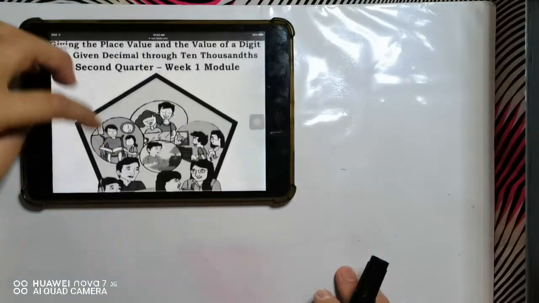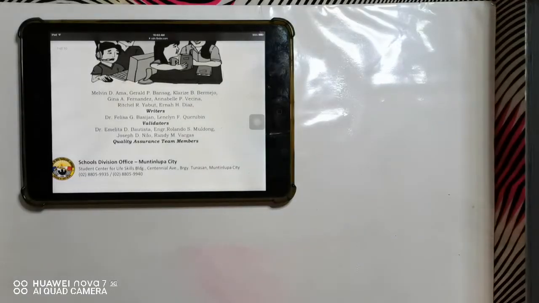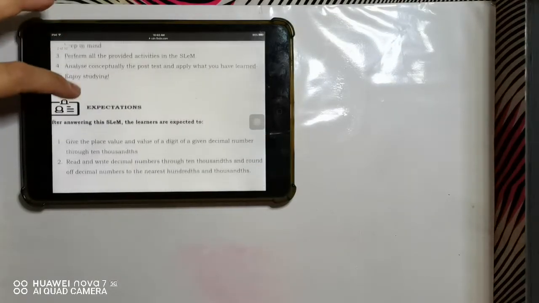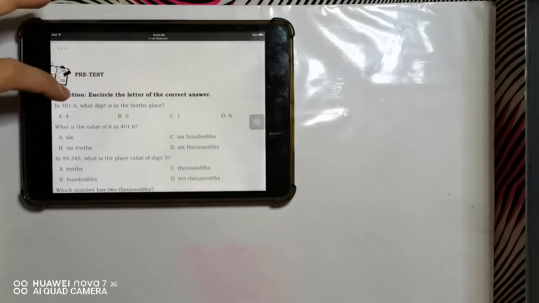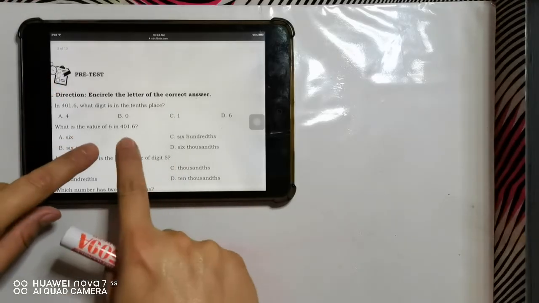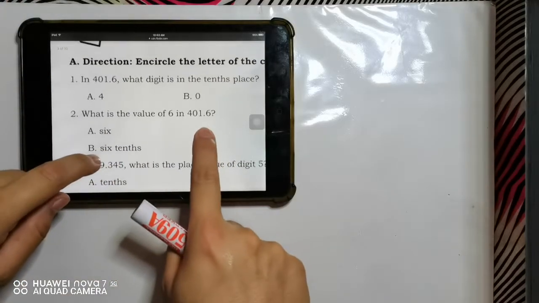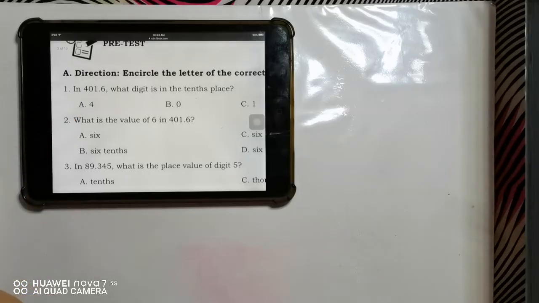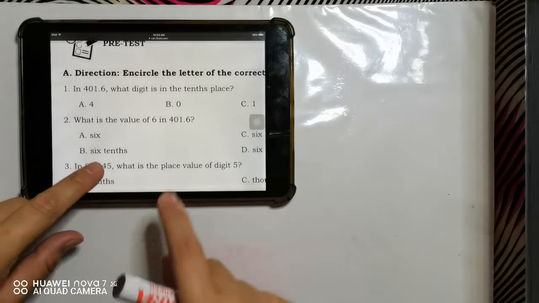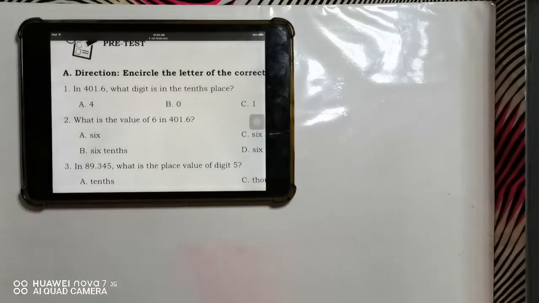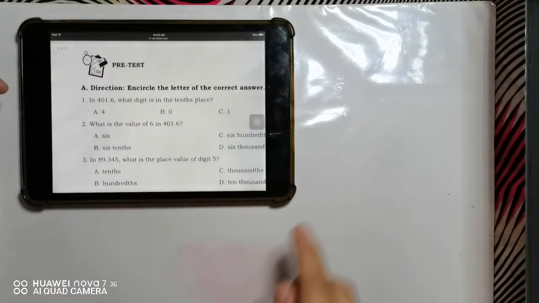Okay? So, when do we say na decimal ang isang number? So, example is, let's say, in the example na ito, number 1, what digit is in the tens place? Okay? So, yan yung tanong. Pero before natin i-answer, let us first understand kung ano muna yung sa place value ng numbers.